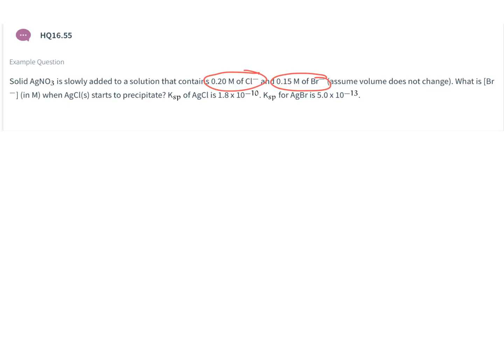And you might be wondering, silver chloride, what's going on? I'm adding silver nitrate. Well, we're looking at the common ion effect. Yes, I'm adding silver nitrate, but silver nitrate is a strong electrolyte, meaning it's going to ionize completely to give me a silver cation and a nitrate anion.